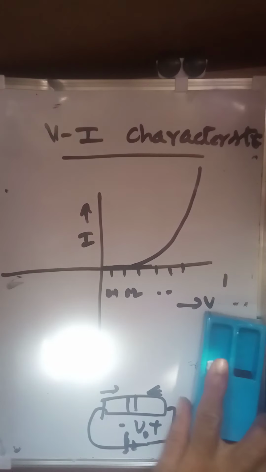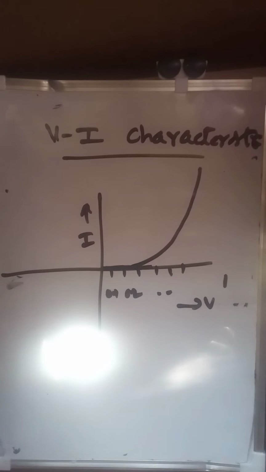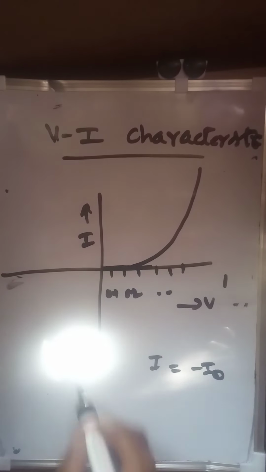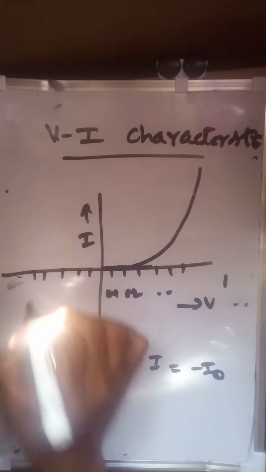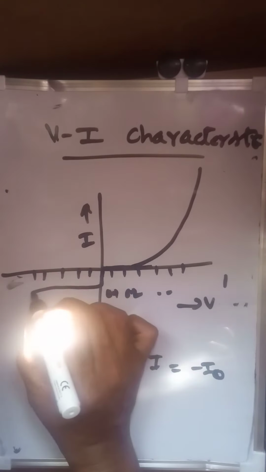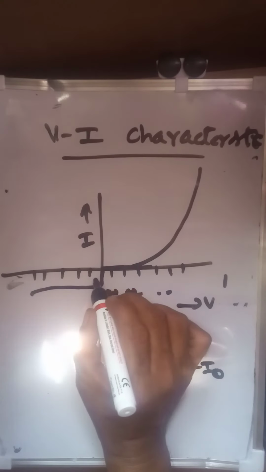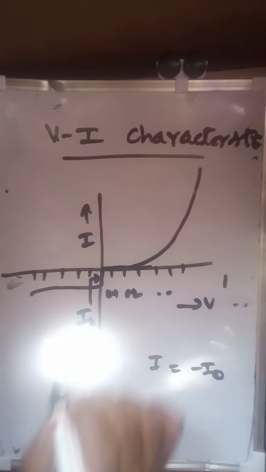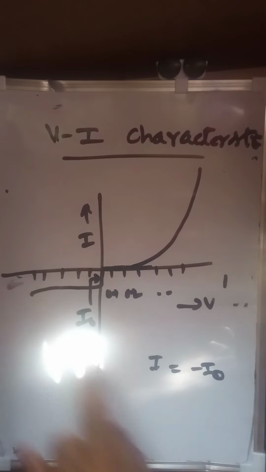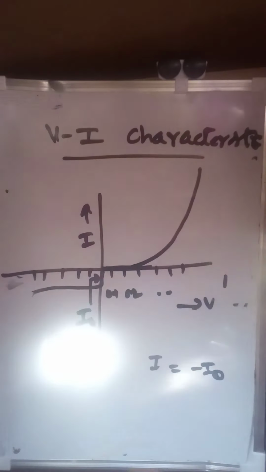This is how the forward characteristics are drawn for the diode. Whereas coming to the reverse bias, I is equal to minus I naught, the reverse saturation current. This is the reverse bias, and the current from this point to this point is I naught. This is how the characteristics are drawn. This current is a constant value, independent of voltage. It is always constant.